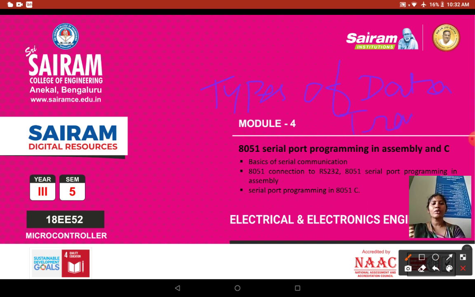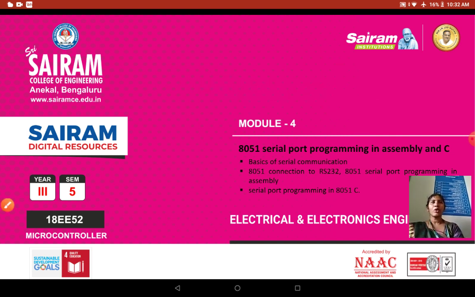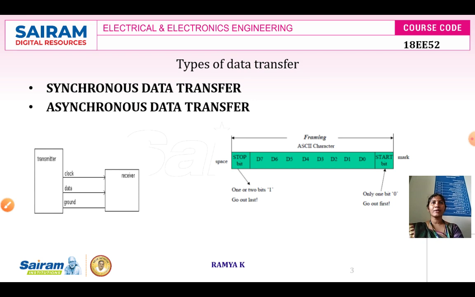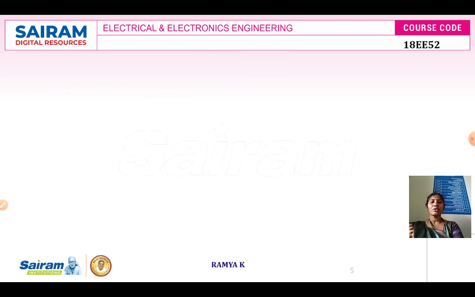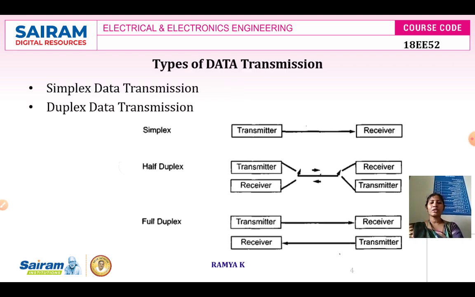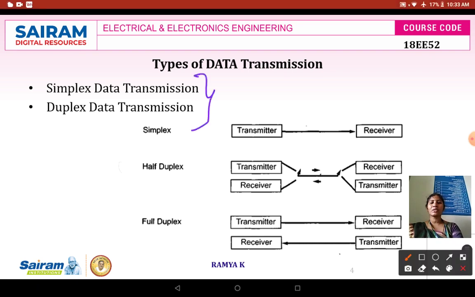What are the different ways of transmitting your data, whether you are transmitting the data in a single channel or in a parallel channel, or whether it is possible to transmit the data between your transmitter and receiver in one way or two way. Based on that you are going to see the types of data transmission. The types of data transmission deals with two things. One is your simplex data transmission and the second one is your duplex data transmission.